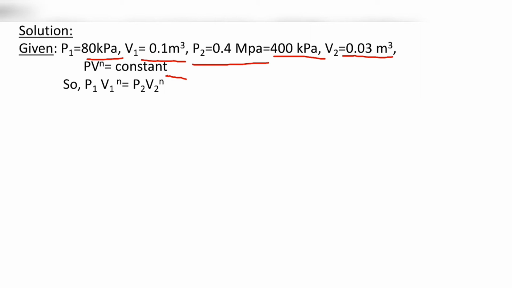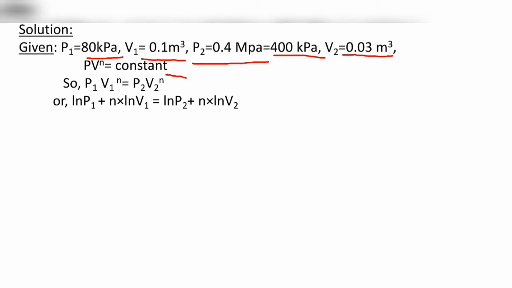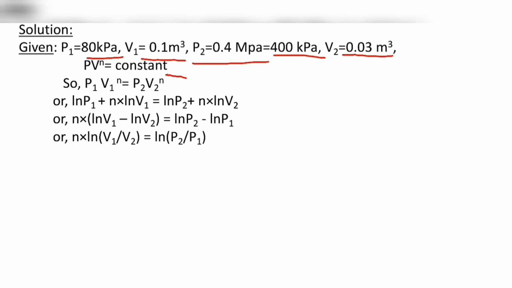is equal to P2 V2 to the power n, and after taking log on both sides it becomes ln P1 plus n into ln V1. Similarly ln P2 plus n into ln V2. Now I have kept the term with n on one side and others on the other side, so it becomes n into ln V1 minus ln V2 is equal to ln P2 minus ln P1, and it can also be written like n into ln V1 divided by V2 is equal to ln P2 divided by P1.